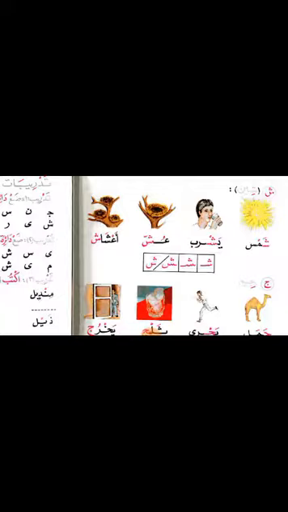What is ocean? Nest. N-E-S-T. Ashashun. Nest. Yamalun. Camel. Yajiri. Is it to move? Yajiri running. It's running. Saljun. Ice.